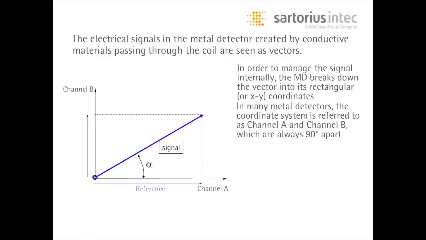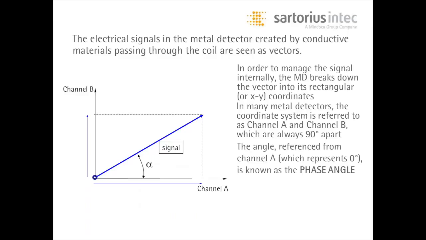In many metal detectors, the coordinate system is referred to as channel A and channel B instead of channel X and Y, but other metal detector companies may call them something different. Doesn't matter because they are always going to be 90 degrees apart. That's important to remember. The angle, which is referenced from channel A in this example, represents 0 degrees. So if A is 0 degrees, the phase angle is some angle from 0 degrees. And this angle is known as the phase angle.